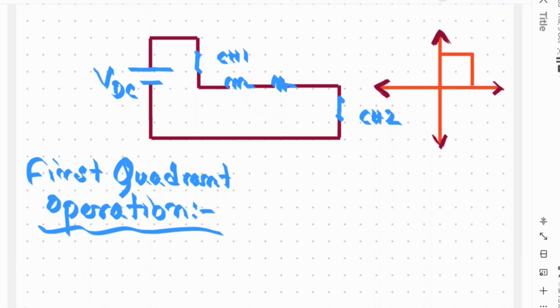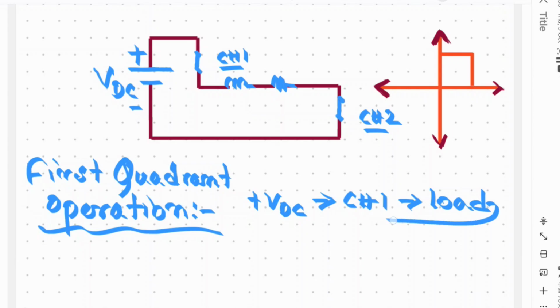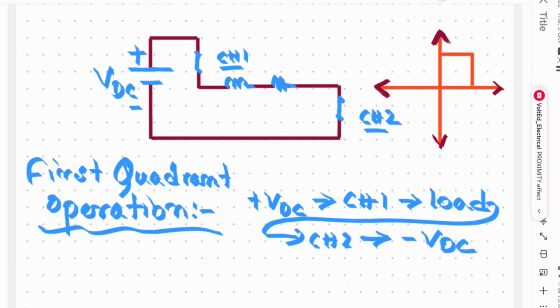Okay, now let's see the working principle. When chopper 1 and chopper 2 are switched on, the current will flow from positive VDC, then chopper 1, then the load, after that chopper 2, then to the negative VDC. In this way the current will circulate.